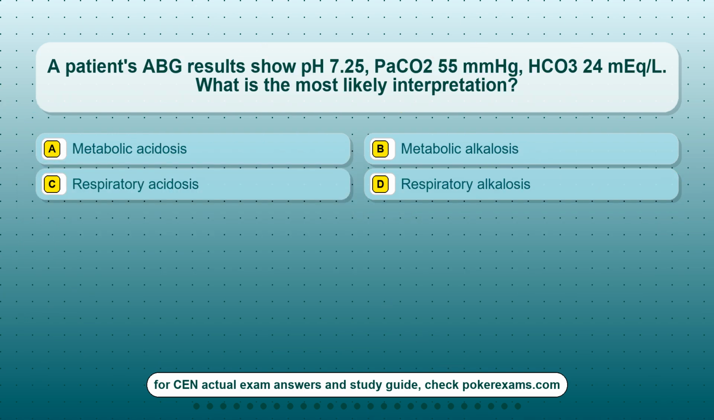Question 22. A patient's ABG results show pH 7.25, PaCO2 55 mmHg, HCO3 24 milliequivalents per liter. What is the most likely interpretation? Option A. Metabolic acidosis. Option B. Metabolic alkalosis. Option C. Respiratory acidosis. Option D. Respiratory alkalosis.